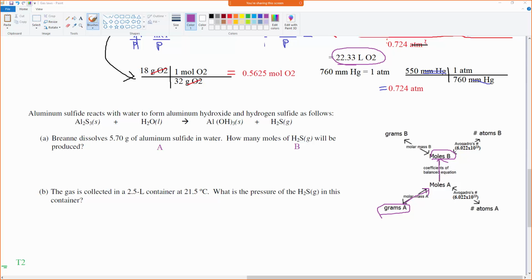Okay, Erica and Nicole say balance the equation, and Sarah says let's find the molar mass of aluminum sulfide. It doesn't matter. You're going to have to do both of those. Doesn't matter which one we do first. But let's balance the equation. We have 2 votes for balance, so let's do that.